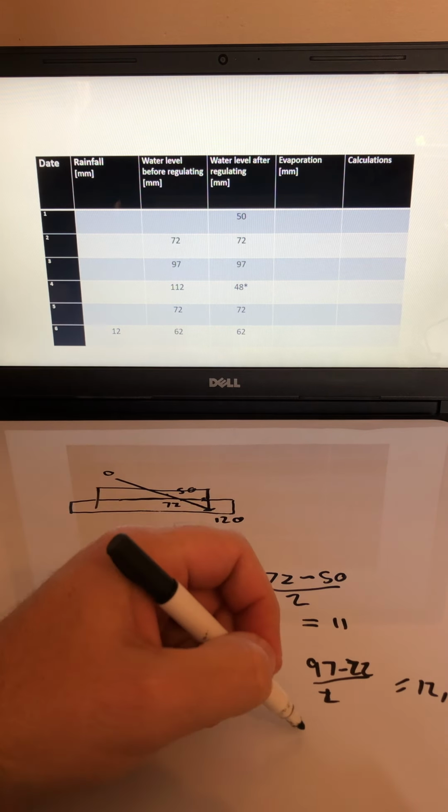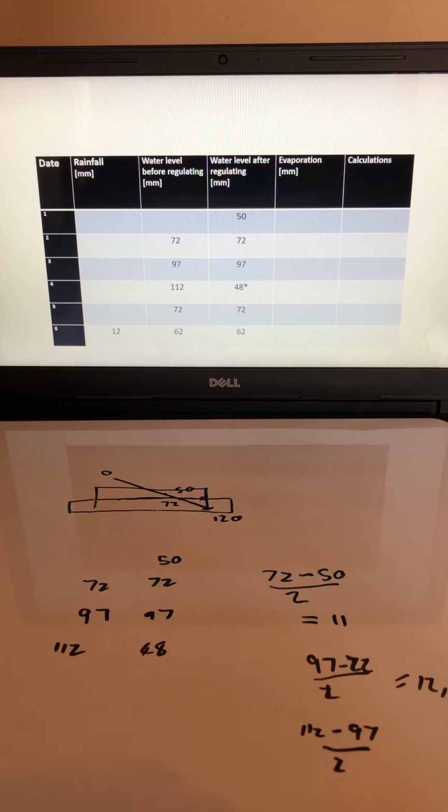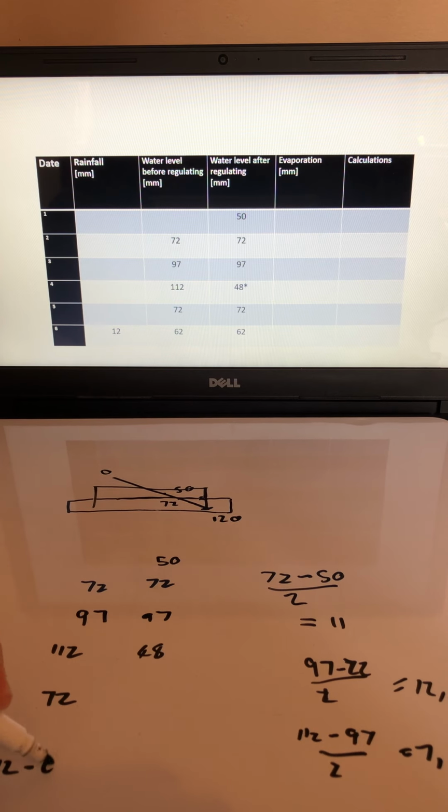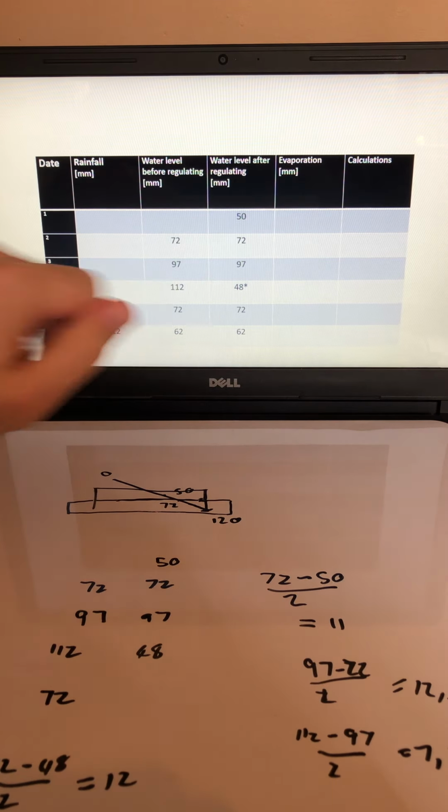So just to get back to this one, you'll take that 112 and minus 97, and that'll give you a value of 7,5. So now you have 7,5, and then day 5 you'll take that 48. If this is 72 again, then you'll take that 48 and say 72 minus 48 divided by 2. It's 12. Okay, so then you have 12 for day 5. And that is how you calculate the evaporation for the class A pan. But that is also why you have two different columns for before regulating and after regulating. And that's why there's a difference in value for after regulating.